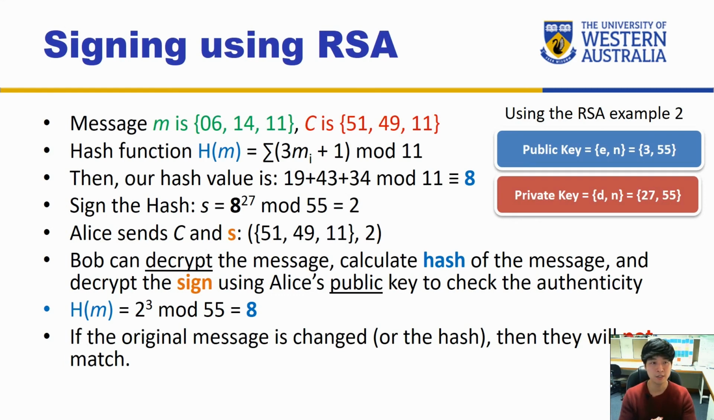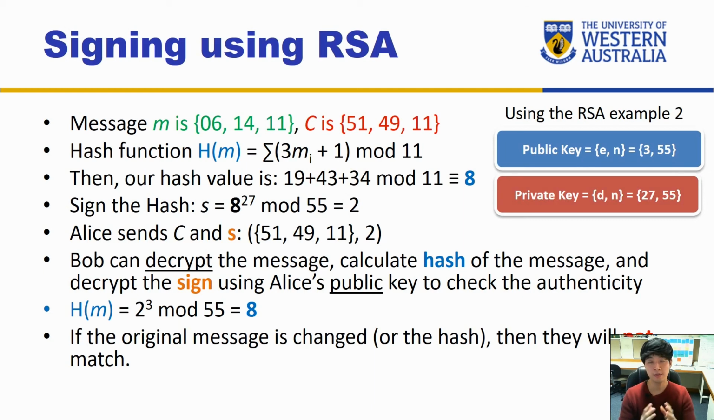But with the signature part, what Alice will do now is run the message into the hash function. This hash function is just a very simple one, but in practice, we have much more complicated processes. Here, let's just say that this simple hash function is the summation of 3 times the message plus 1, mod 11. So if you calculate that, 6 times 3, 18 plus 1 is 19, and then 14 times 3 plus 1 is 43, etc. If you add them all up, you will end up generating the value 8. So 8 is our hash value for the message 6, 14, and 11.